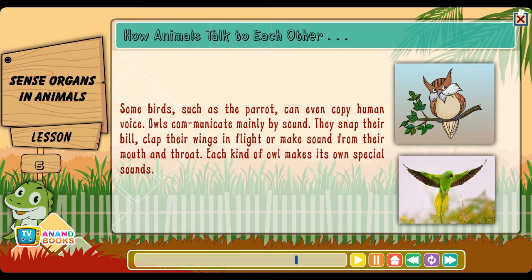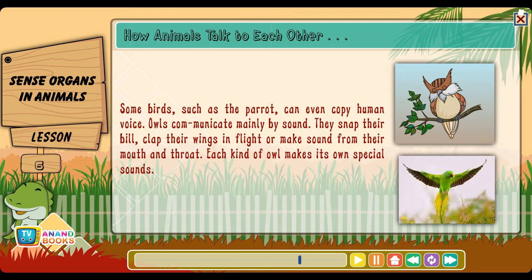Owls communicate mainly by sound. They snap their bill, clap their wings in flight, or make sound from their mouth and throat. Each kind of owl makes its own special sounds.